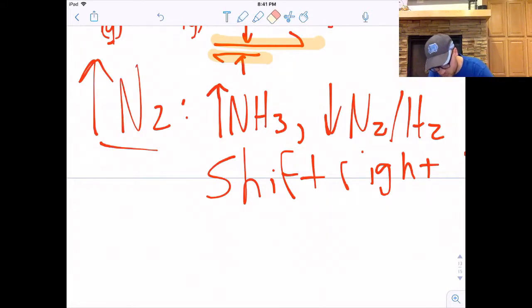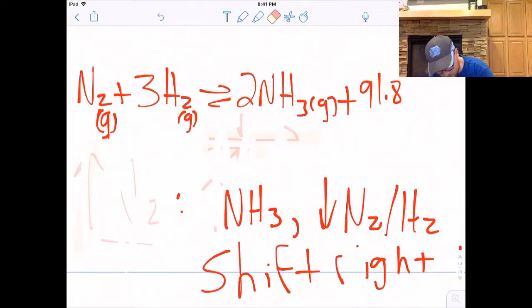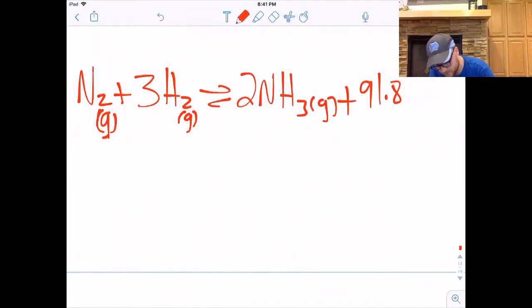What if you decrease N2? Or I'll just pick a different one. Decrease H2. So now you've taken H2 and you've just taken it away. It's not in the reaction anymore. This means now there's less stuff on the left side than there is on the right side. And since the H2 is gone, there's less H2 to react with N2.